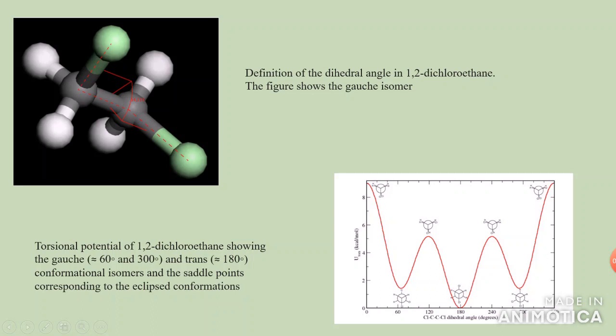and it is around 60 degree. From this curve you can determine the local minima at around 60 degree and 300 degree, and one global minimum is at around 180 degree in the trans position. In addition to these gauche conformation isomers, we also have the saddle points corresponding to the eclipsed conformations.